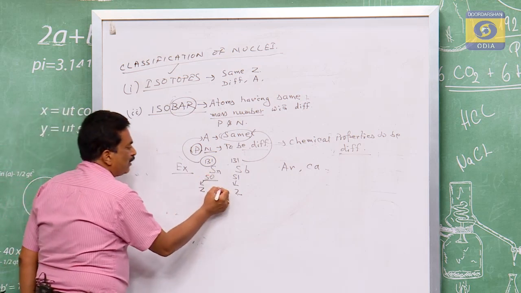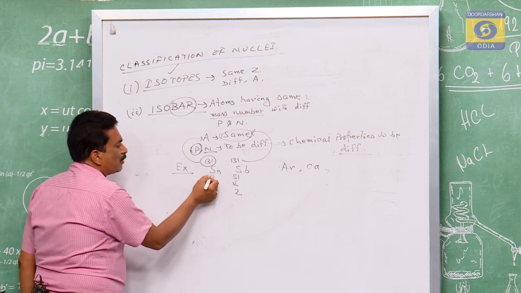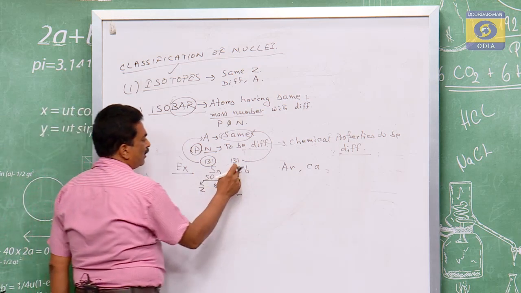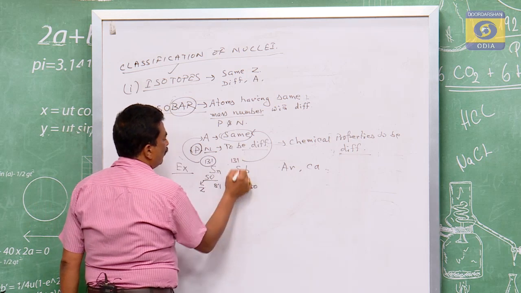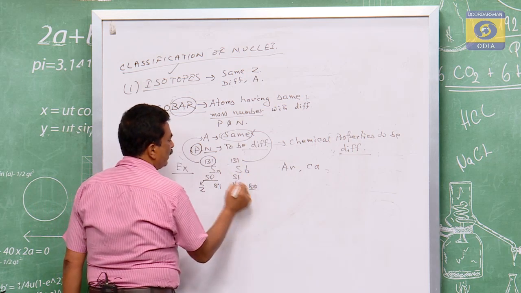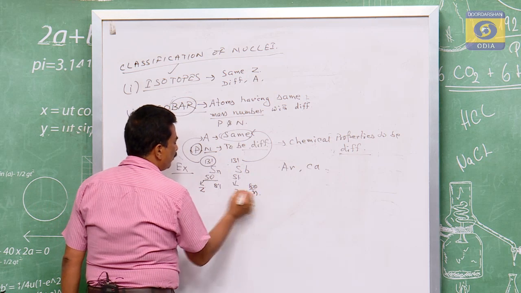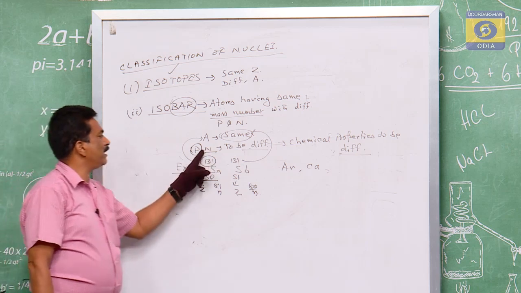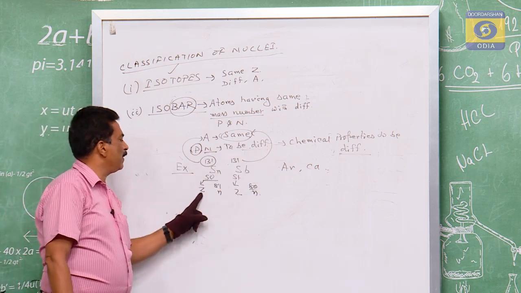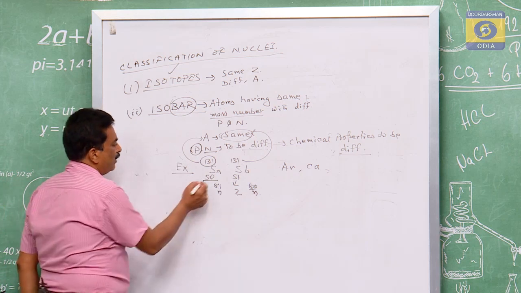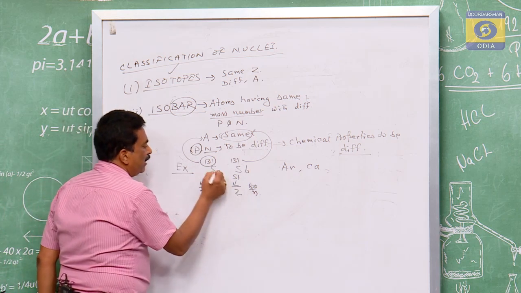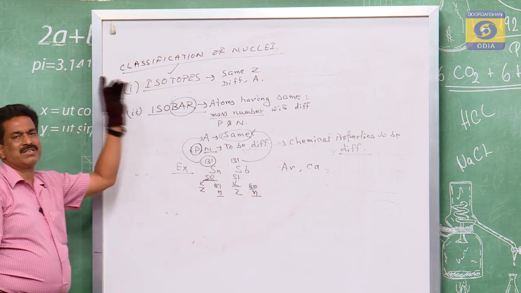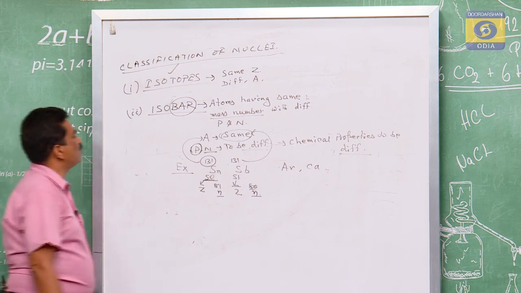What will be the number of neutrons here? From 131 you subtract 50, so that will be 81. And for this one, that will be 80. So, here 81 is the neutron number, and here 80 is the neutron number. Proton and neutron are different. Here the proton is 50, here it is 51. Here the neutron is 81, here the neutron is 80. So, this type of classification of elements is known as isobars.